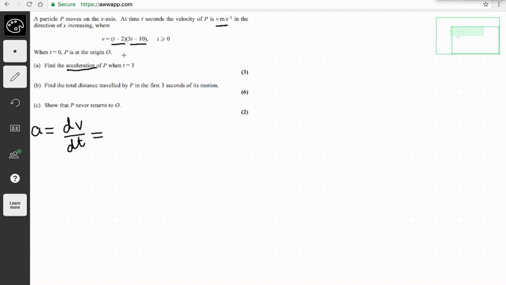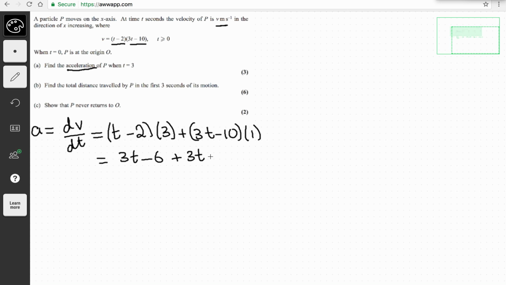I'm going to use the product rule, and for that we're going to have t minus 2 times 3, which is the derivative of the second bracket, plus 3t minus 10 times the derivative of the first bracket, which is 1. When we expand this, we get 3t minus 6 plus 3t minus 10. And that gives us acceleration equals 6t minus 16.